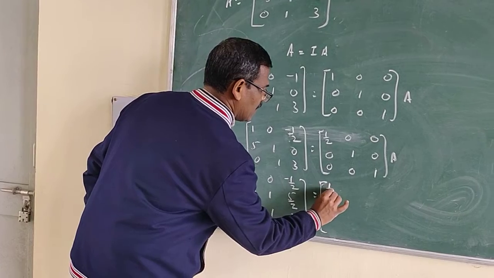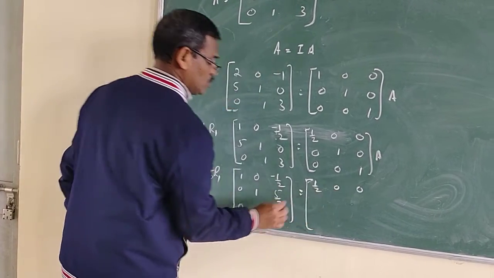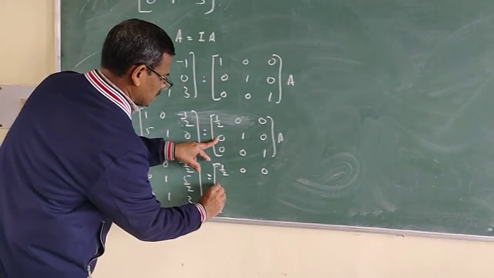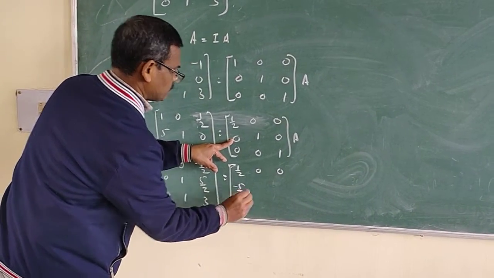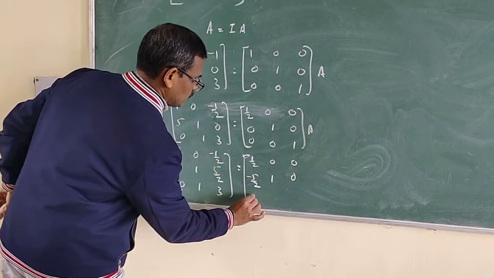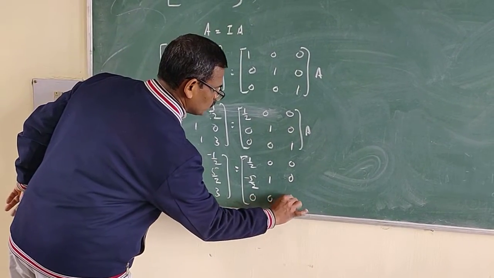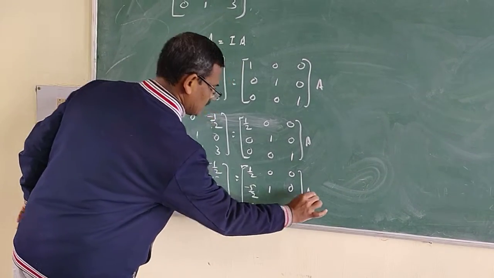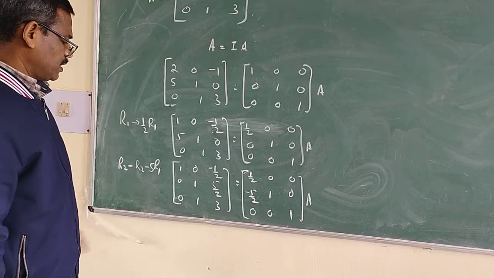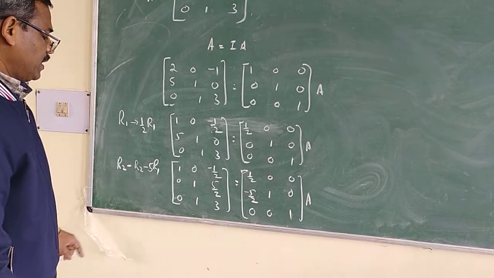This is half 0 0. So what is happening? This minus 5 times. So 0 minus, that is minus 5 by 2 will come. 1 minus 0 minus 0, 0 1. So the first column has come and here also it has come.